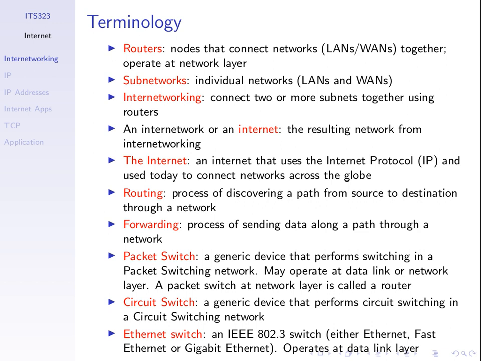Routers are the devices that connect the networks or the subnetworks together. Subnetworks or subnets are those individual networks we saw in the picture, the LANs and the WANs. Internetworking connects two or more together. An internetwork, or generally an internet, it's just short for internetwork, is the resulting network from internetworking. So we had 9 subnets in our picture. We connect them together to form one internet, or one internetwork.